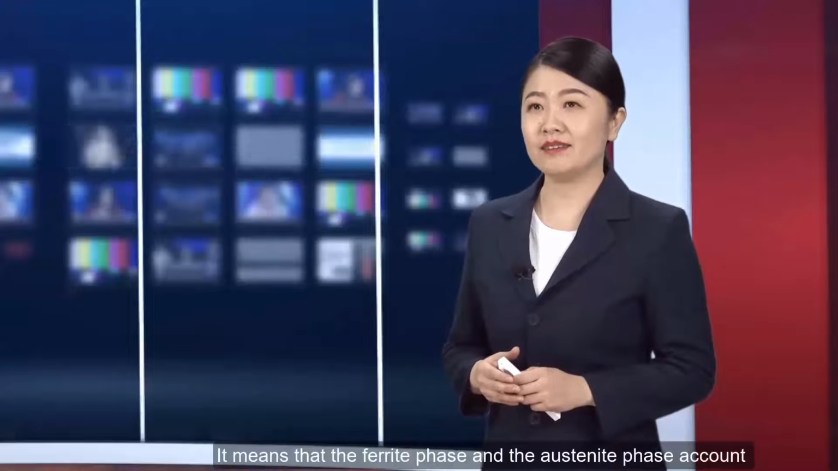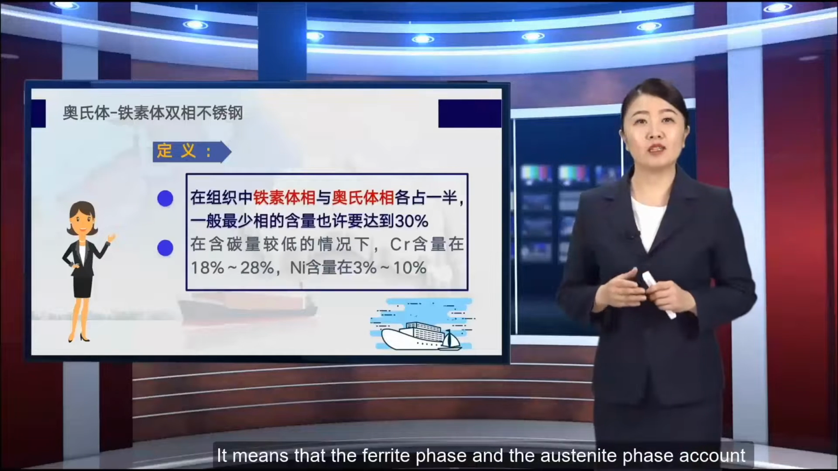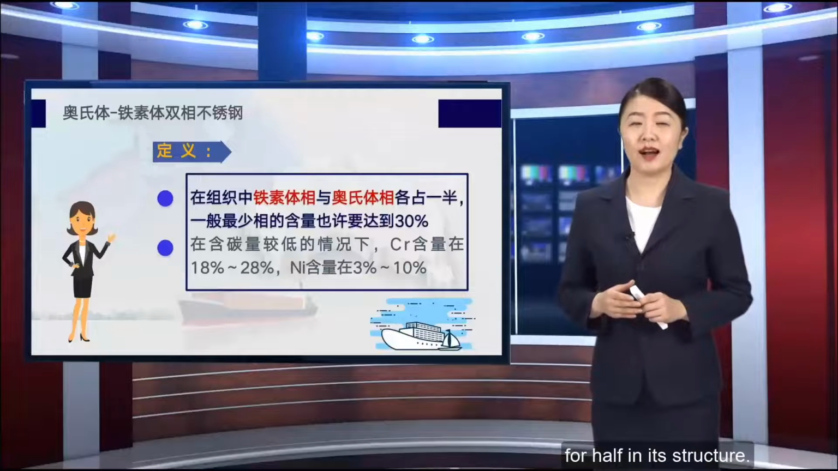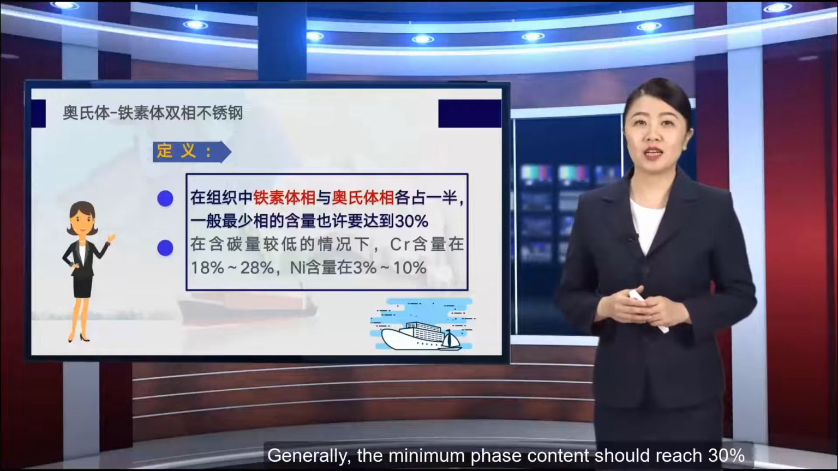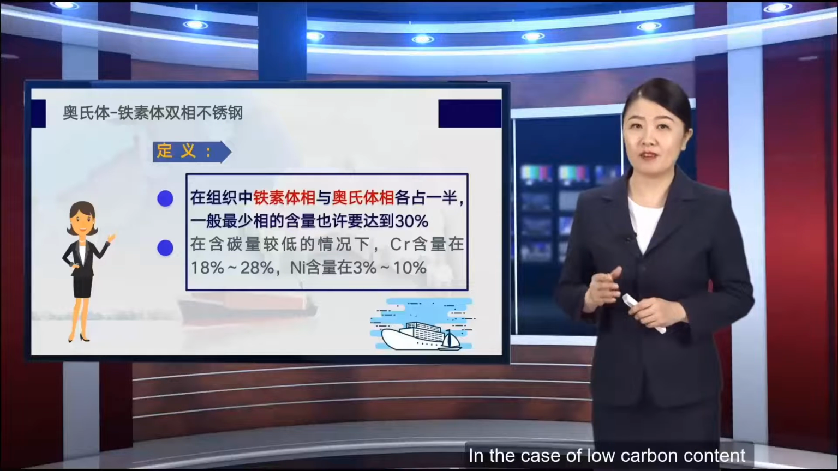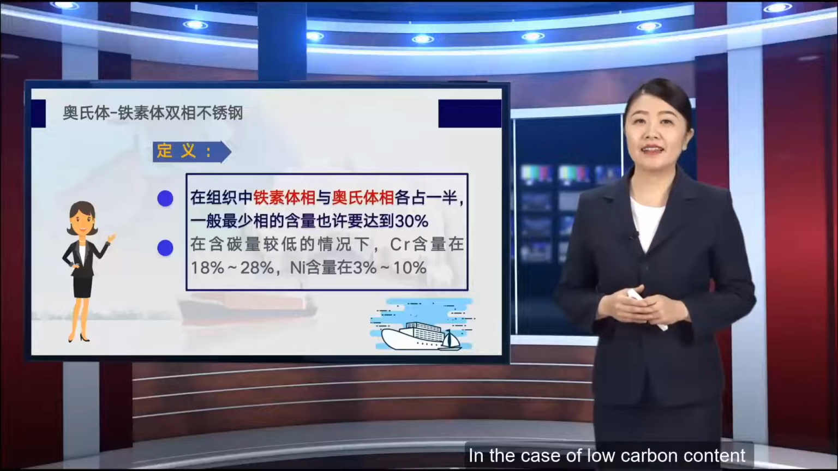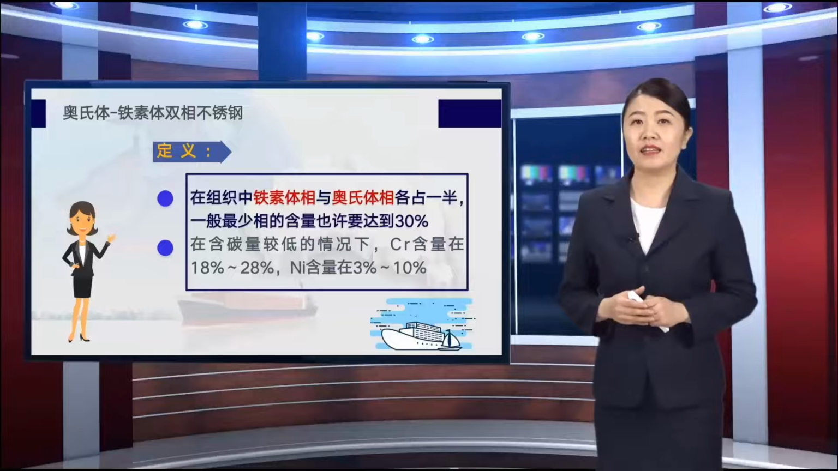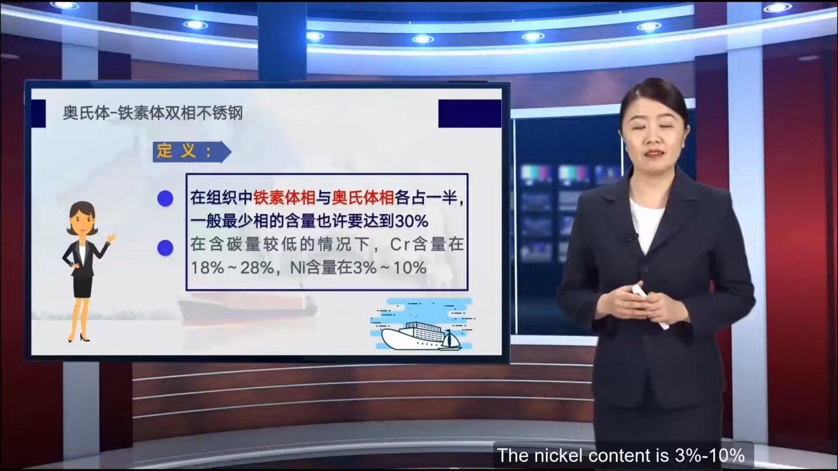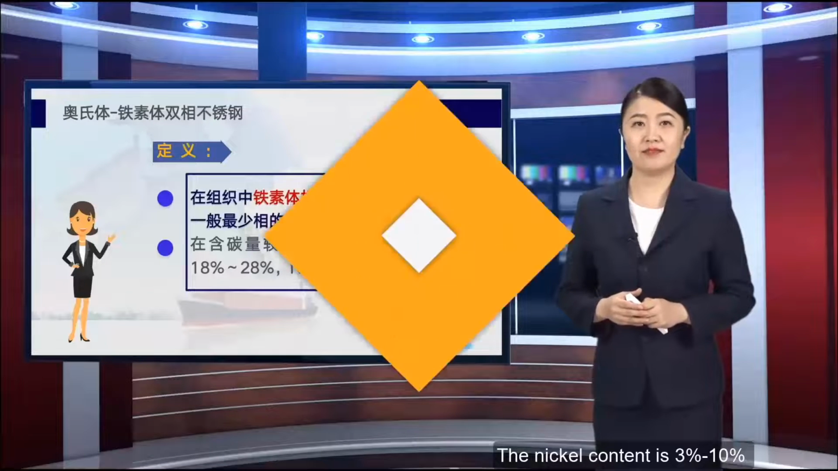Austenitic ferritic duplex stainless steel. It means that the ferrite phase and the austenite phase account for half in its structure. Generally, the minimum phase content should reach 30%. In the case of low carbon content, the chromium content is 18% to 28%. The nickel content is 3% to 10%.